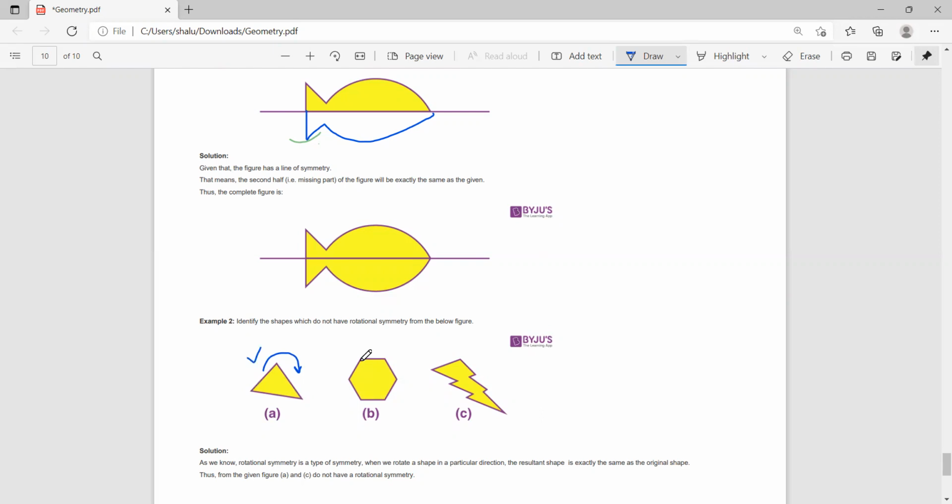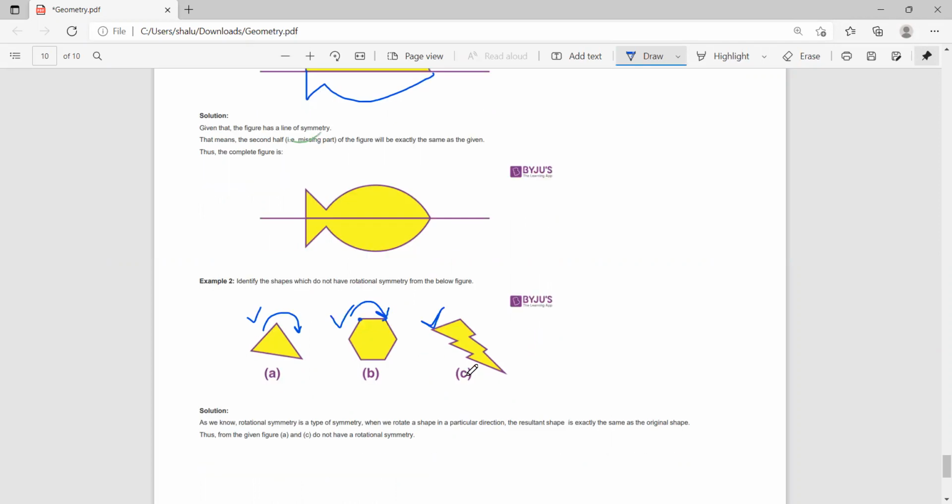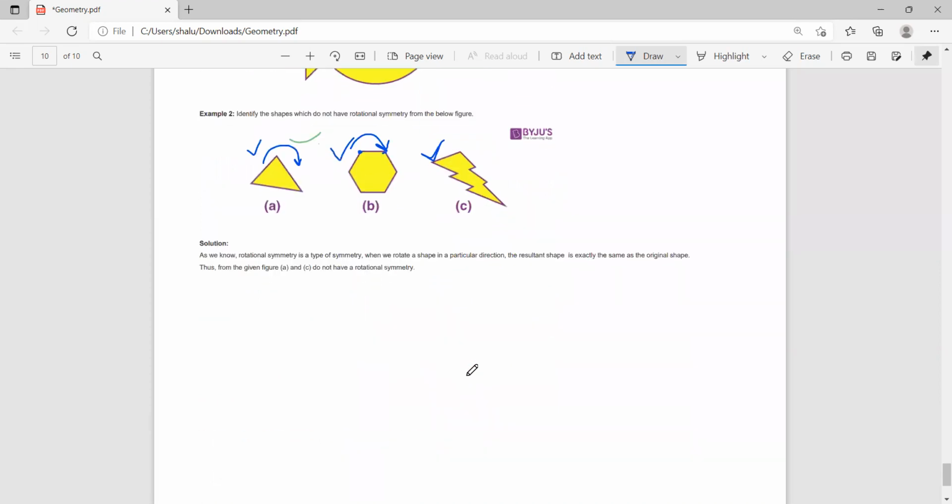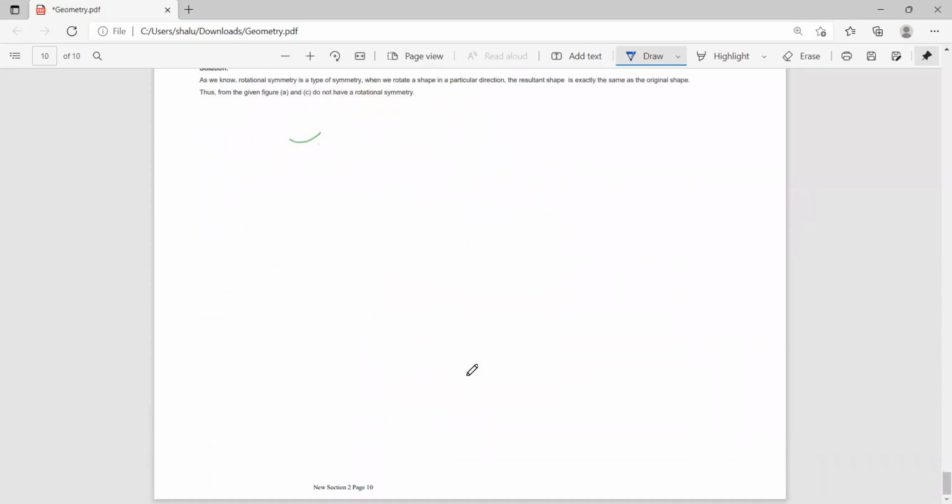If we rotate this side, that means this vertex to this point, by an angle of 120 degrees, then we are going to get this shape again. So this follows rotational symmetry. Similarly, rotation means you can imagine that you are moving it along the side of a circle. If you move it, you are not going to get the same shape, so this is not following rotational symmetry. And with rotational symmetry and its examples, this PDF is over.